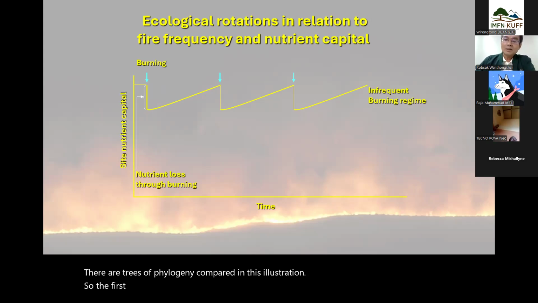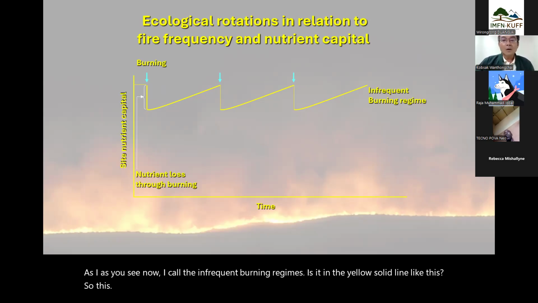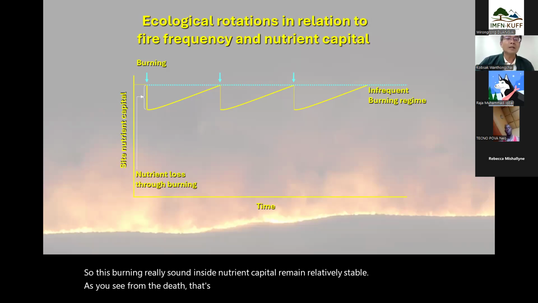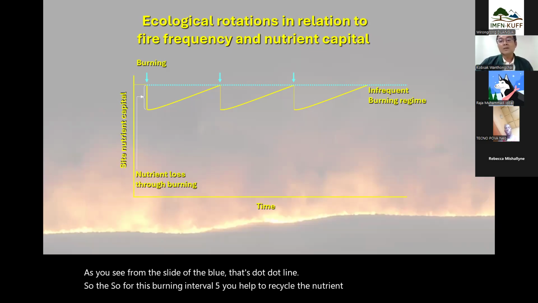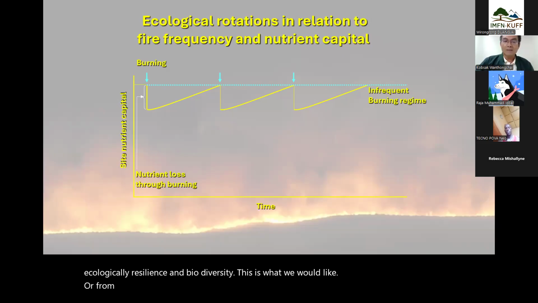The first one, as you see now, I call the infrequent burning regime. This is the yellow solid line, like this. This fire occurs at an interval that allows nutrient and biomass recovery. So this burning results in site nutrient capital remaining relatively stable, as you see from the blue dotted line. For this burning interval, fire helps to recycle nutrients efficiently and supports ecological resilience and biodiversity. This is what we would like all ecosystems to have.